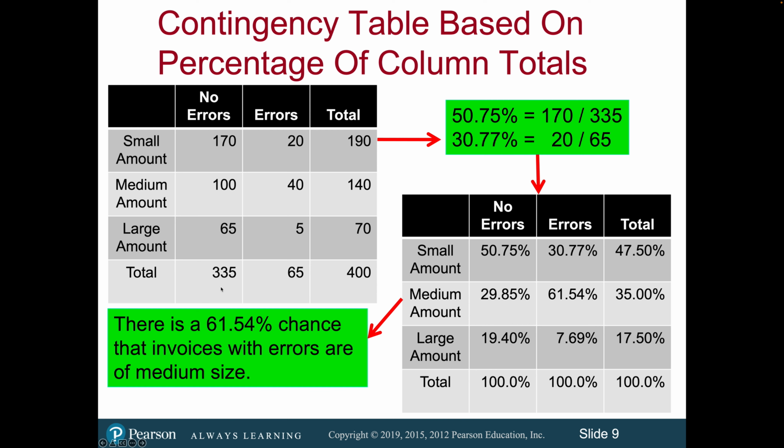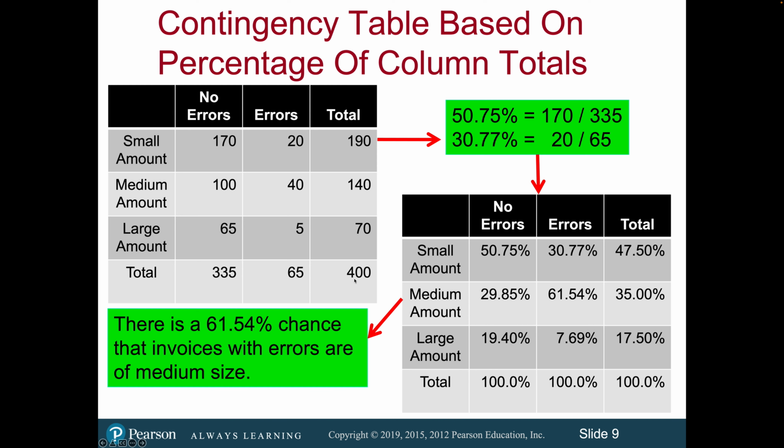We take 100 divided by 335 to get 29.85. We take the 70 right here divided by what? The row total. I'm sorry, the column total, 400. So this 17.5 is found by taking 70 divided by the column total.